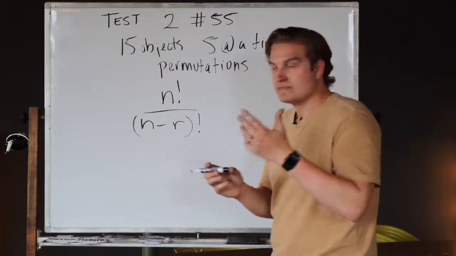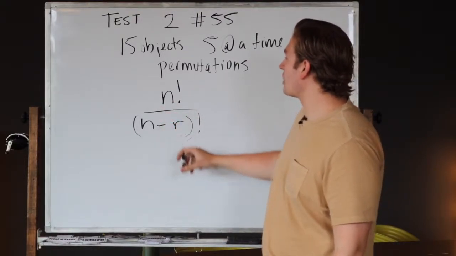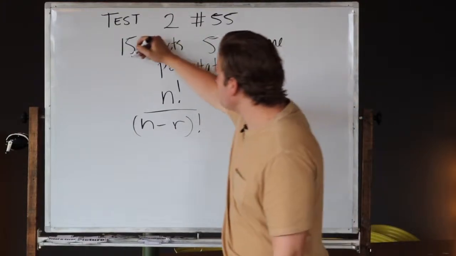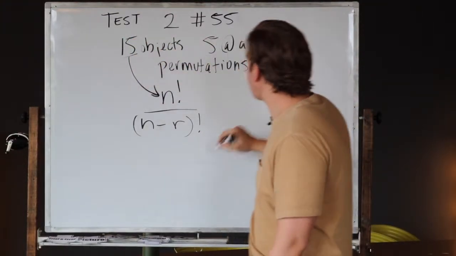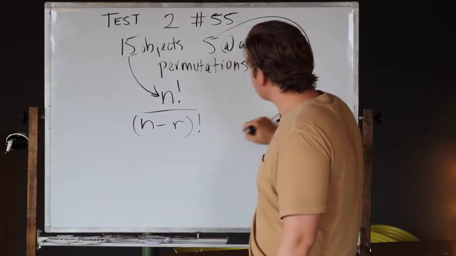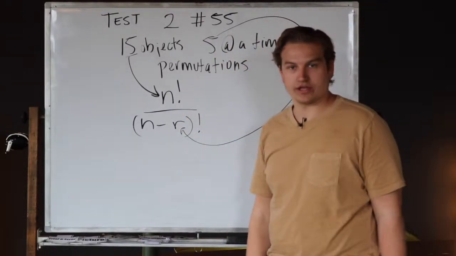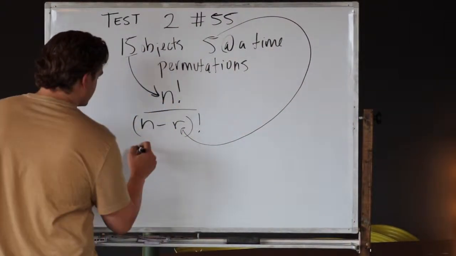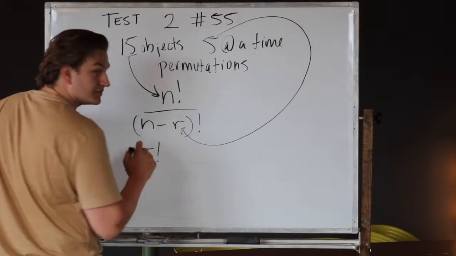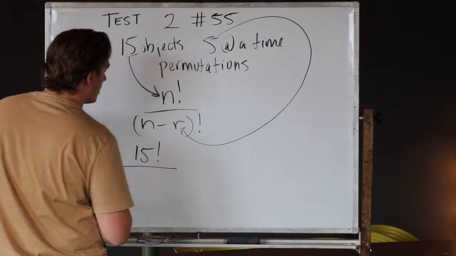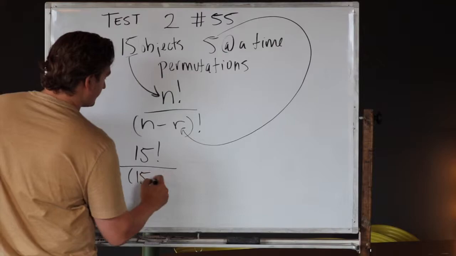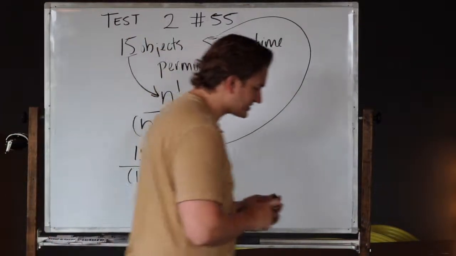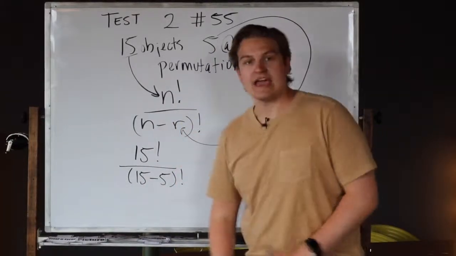If you know the formula, look, we're taking n objects r at a time. In our problem, we're taking 15 objects 5 at a time. So our 15 goes in for our n, and our 5 goes in for our r here. So the actual answer to our question is 15 factorial, that exclamation point is called a factorial, over 15 minus 5 factorial. And that is our answer. And if you look at your answer choices, this matches answer choice D.